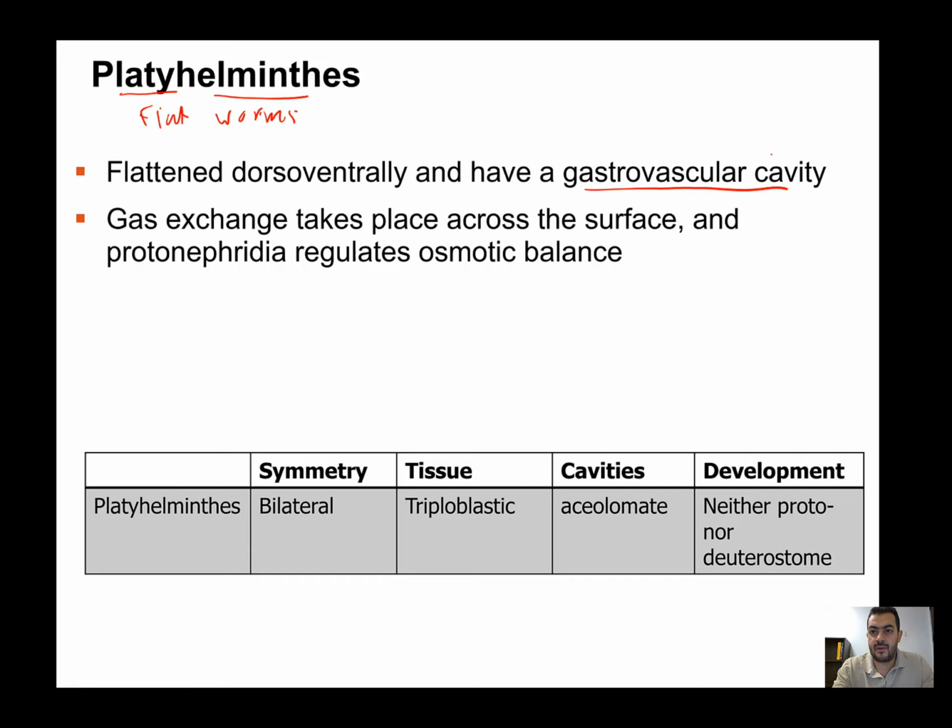So since they have a gastrovascular cavity, that means they are neither protostome nor deuterostome, because being proto or deuterostome refers to the presence of a mouth, and whether the mouth has developed first or second. So here we don't have a true mouth. That's why it is just a cavity serving the two functions of being like a GIT as well as a circulatory system. So the platyhelminthes are characterized by being bilateral.